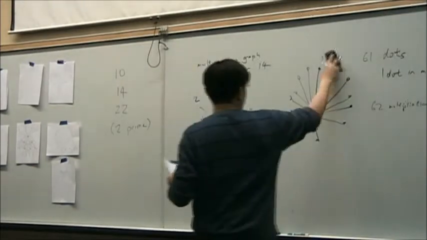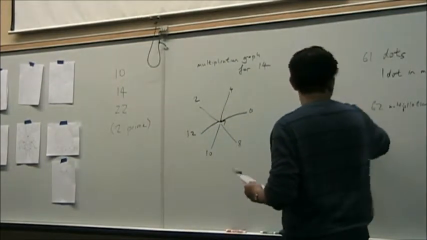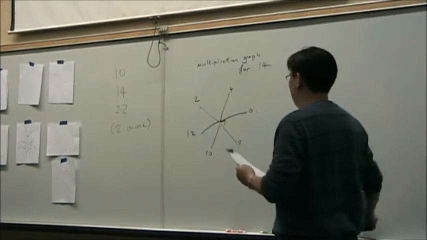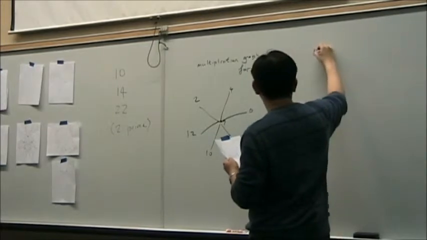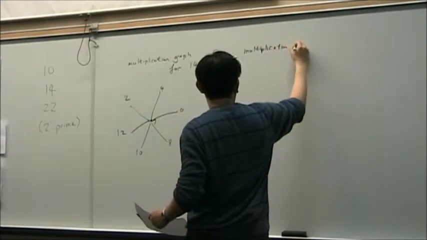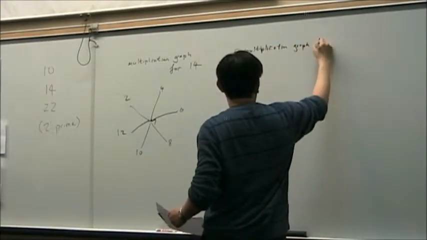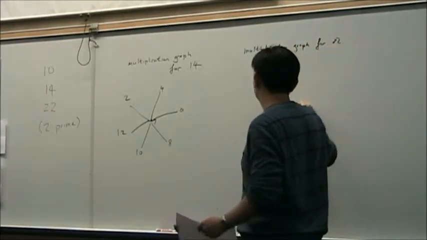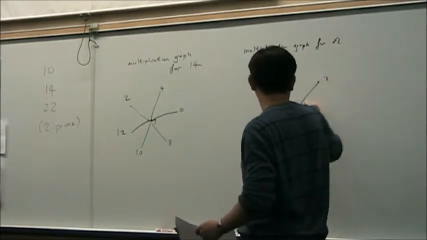This is the multiplication graph for 14. Multiplication graph for 22 looks like this.